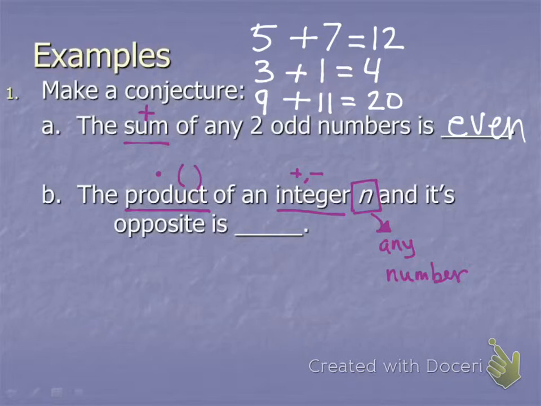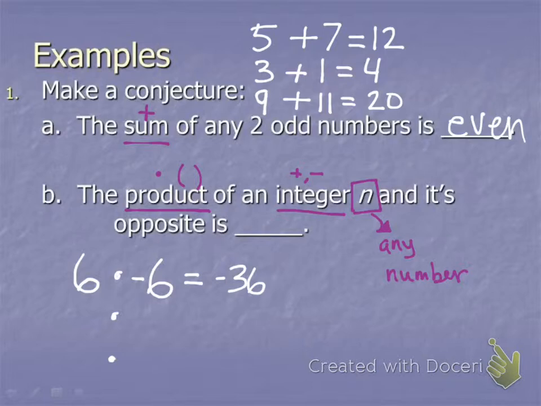Alright, part B, we are going to be multiplying, so I'm going to set up 3 lines of a multiplication problem. I'm going to use the dots. Someone give me a number, n. Give me an n. 6. What's the opposite of 6? Anyone know? Negative 6. What is 6 times negative 6? Negative 36. Good. Okay, that's one example.